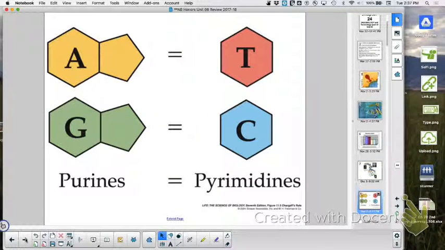So we already know this, a purine with a pyrimidine. Remember, the purines are the two rings. If your nitrogenous base has two rings, it's a purine. It's a pyrimidine if there's only one ring. There are two hydrogen bonds between adenine and thymine, and there are actually three hydrogen bonds between guanine and cytosine.